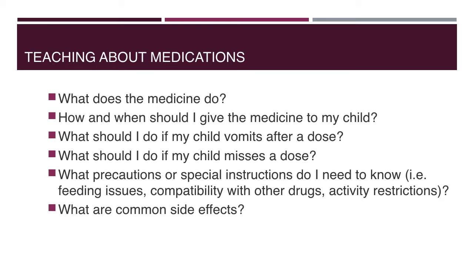So in other words, can I give them all their medications at one time, or do I need to space them out because of the interaction of the drugs? Are there any activity restrictions associated with the medications? And what are the common side effects? And what kinds of things do you need to do when giving this medication? Because just as we check the heart rate before we give a dose of digoxin, so do the parents check the heart rate before they give their dose of digoxin.